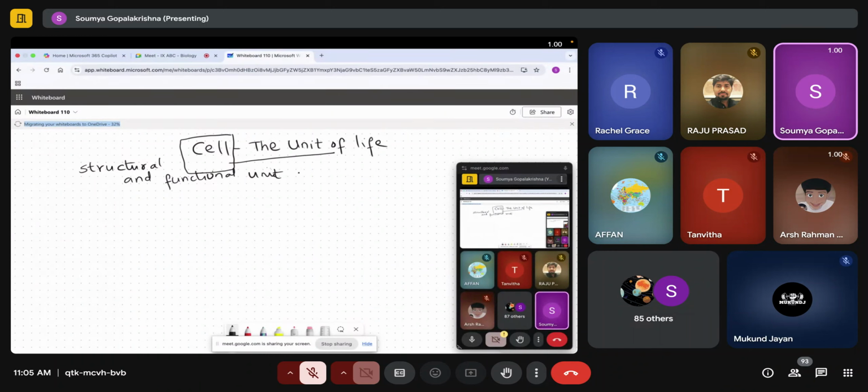Unit of life, right? This is the definition of a cell. It is the structural and functional unit of life. Now, what do we mean by this? Okay, what is life? Life refers to a living organism, how it interacts with the environment, right? So, life refers to a living organism.